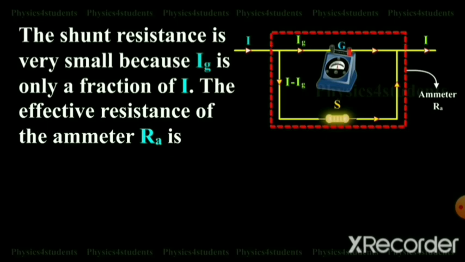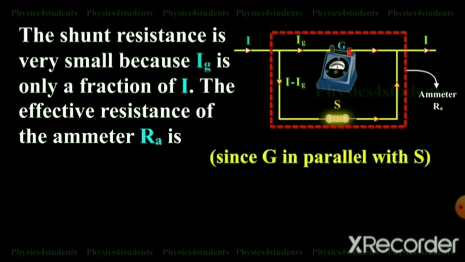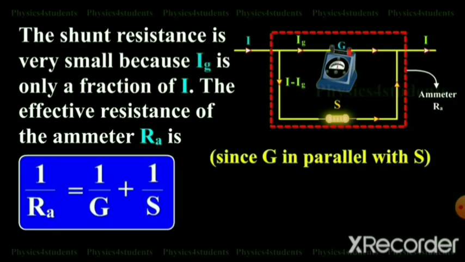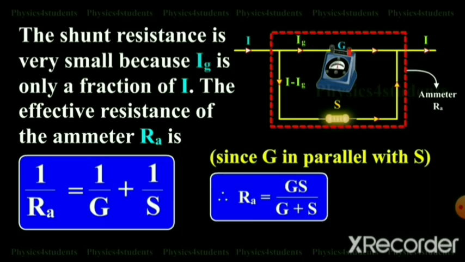The effective resistance of the ammeter Ra is G in parallel with S. 1 by Ra is equal to 1 by G plus 1 by S. Ra is equal to GS by G plus S. Ra is very low, and this explains why an ammeter should be connected in series. When connected in series, the ammeter does not appreciably change the resistance and current in the circuit. Hence, an ideal ammeter is one which has zero resistance.